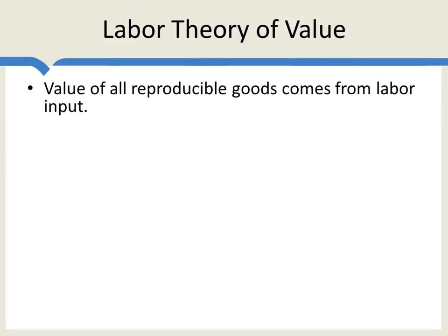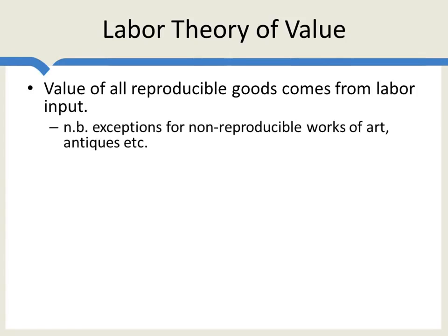To really understand the genius of the theory and also the craziness, you have to understand how the theory fit within the context of the classical theory of value. In fact, the Ricardian theory was meant to fill a gaping hole in the classical theory of value. In the classical theory, the value of all reproducible goods comes from labor. So they allowed for a few exceptions for non-reproducible works of art, antiques, and so forth. But for everything else, they wanted to argue that the relative price of any two goods was determined by the amount of labor in those two goods.